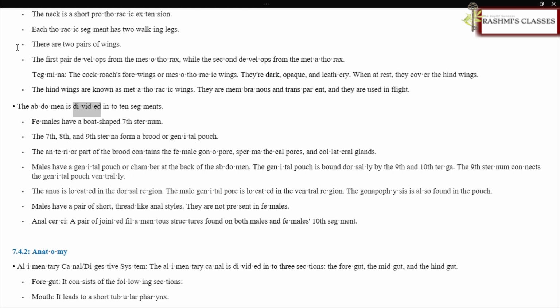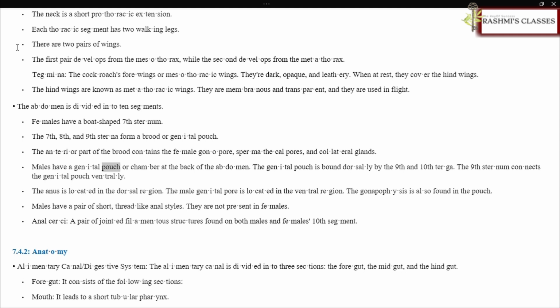The abdomen is divided into 10 segments. Females have a boat-shaped 7th sternum. The 7th, 8th, and 9th sterna form a brood or genital pouch. The anterior part of the brood pouch contains the female gonopore, spermathecal pores, and collateral glands.